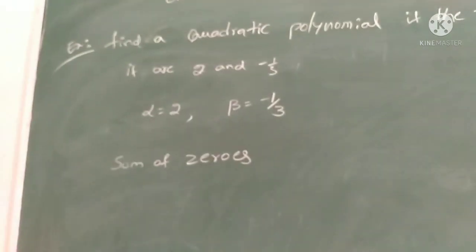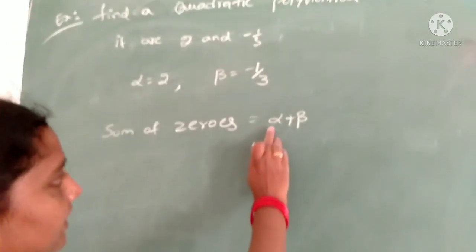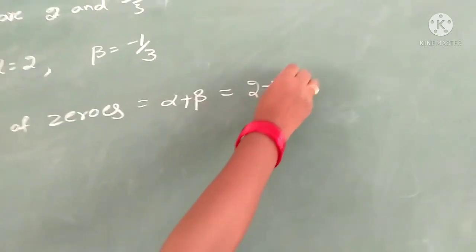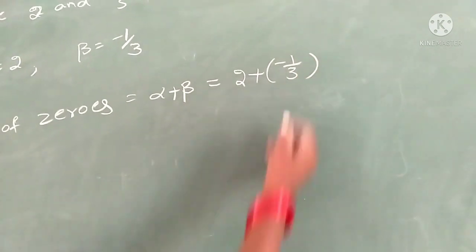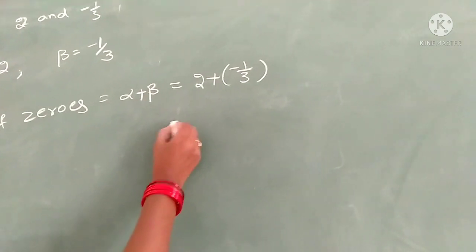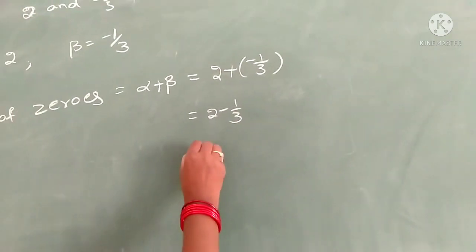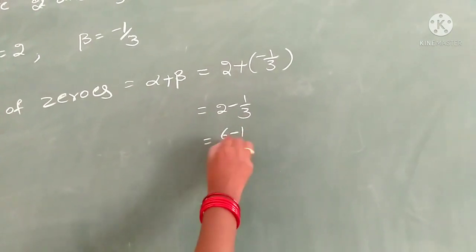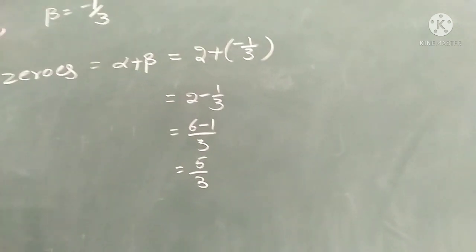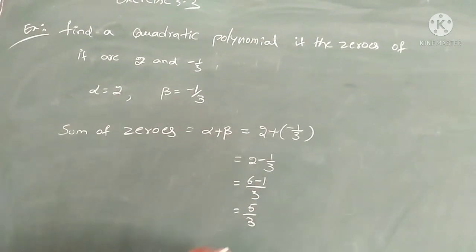Sum of zeros means alpha plus beta. So we find alpha plus beta. Alpha value 2 plus beta value minus 1 by 3. Simplify: 2 plus into minus, minus 1 by 3. Next, 2 threes are 6, minus 1 by 3, that we get 5 by 3. So sum of zeros, alpha plus beta, value is 5 by 3.